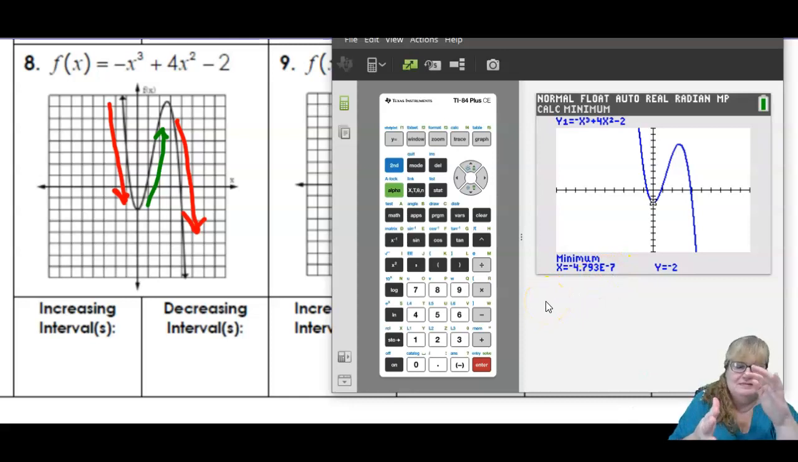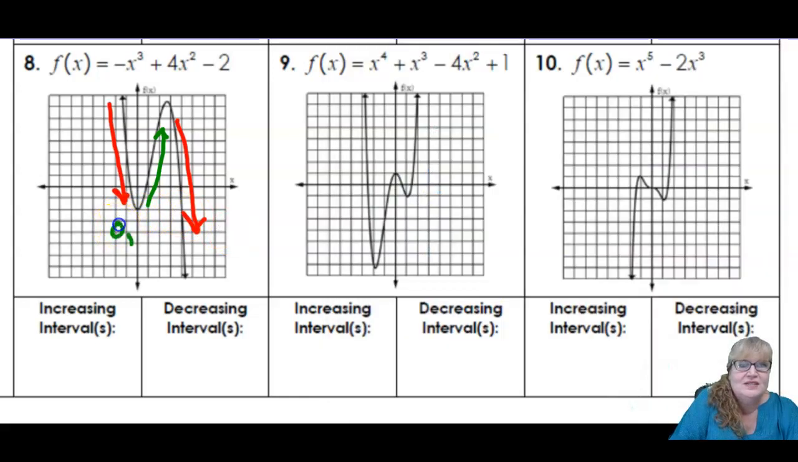Now, I got -4.79 times 10 to the negative 7, which would be -0.00000479. It's very close to 0. So that is a calculator error. So this is (0, -2) at the min.